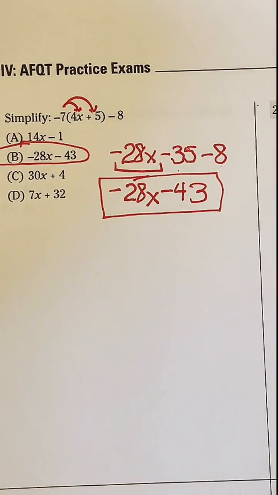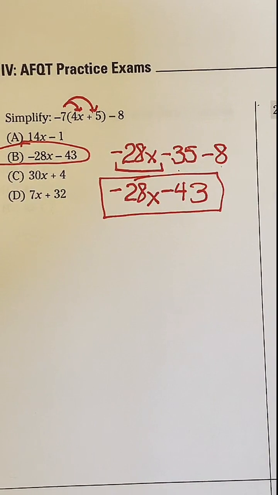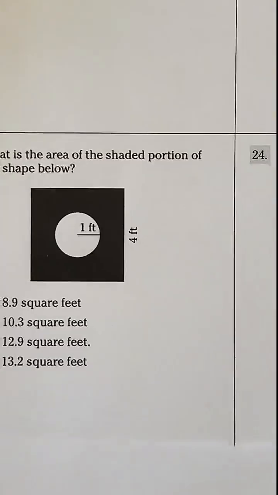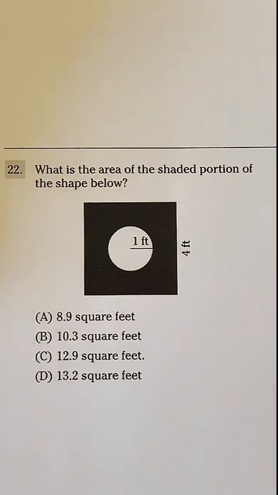Is it negative 7 plus 5? No, dear heart. It's negative 7 times positive 5. You're multiplying. Distributive property. So just take it step by step.